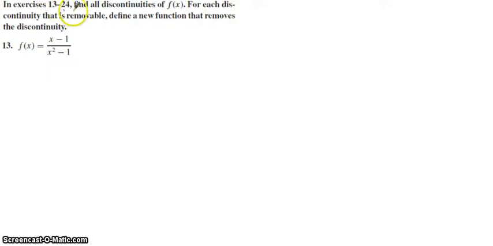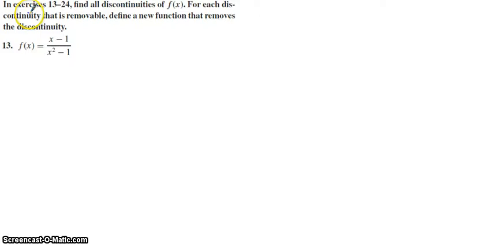If you read the directions, we want to find all discontinuities, and then for any discontinuity that is removable, we want to define a new function that removes that discontinuity. With the function given in number 13, we aren't going to have to worry about the limit not existing in a certain place unless it happens at an asymptote, because this function is not a piecewise function. We're not going to have one piece of the function leave off in a location that's different from where the next piece picks up.